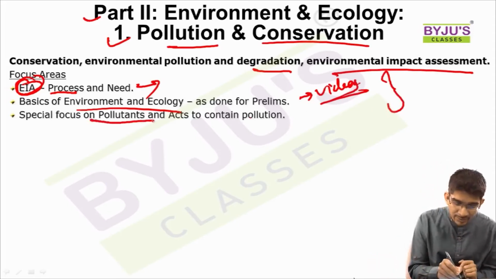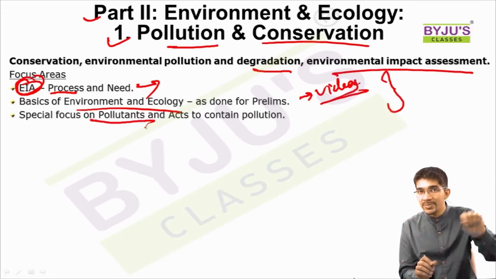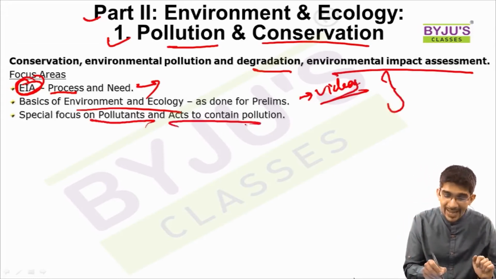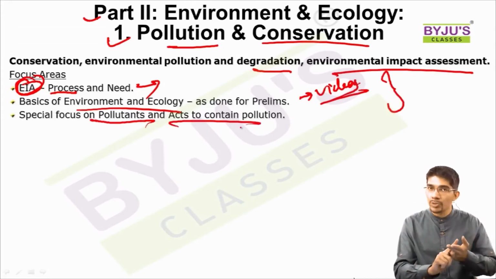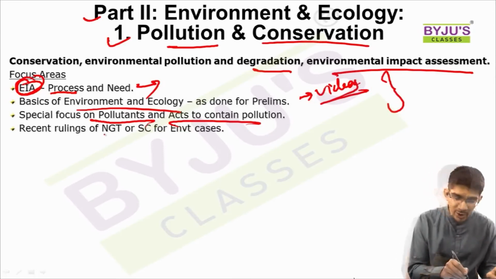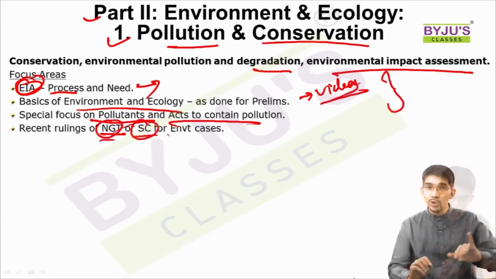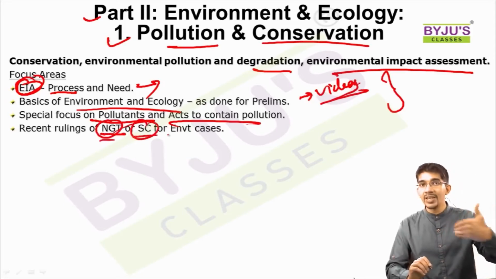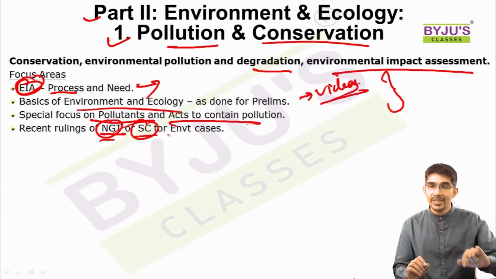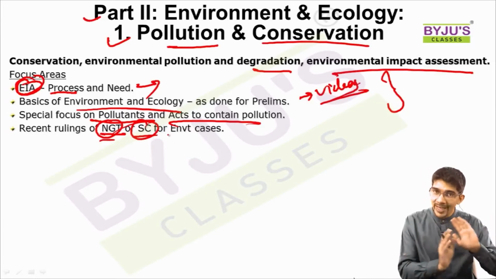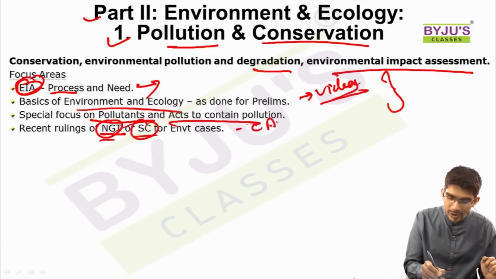We have to have a special focus on the different pollutants. Pollutants mean things that cause pollution, and different acts to contain pollution: the Air Pollution Act, the Water Pollution Act. We have to have a focus on that. Special rulings: whatever the NGT and the Supreme Court are doing, these are the two organizations that are really stopping the environment from being degraded in India, the Green Tribunal and the Supreme Court. So their activities, the current affairs focus, has to be there.